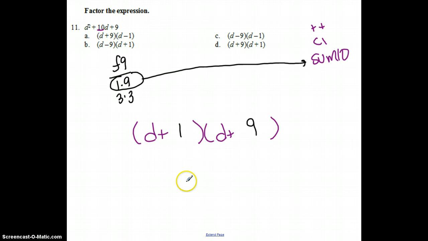Okay, now, in this problem, if this is what I think it is, I should be able to multiply these back together and get this expression up here, if that is the correct answer. So remember, you can double check yourself if you would like. So that means on 11 that my answer is going to be D. Okay, let's try the next factoring one.